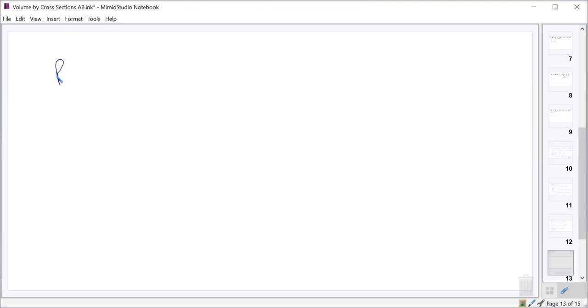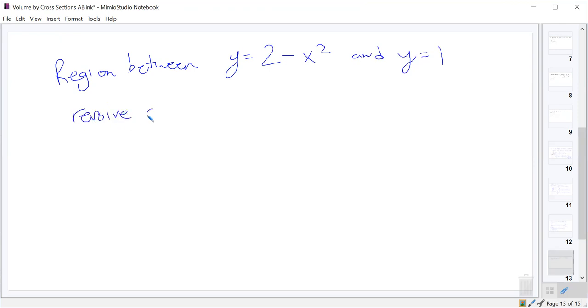Let's take the region between y equals 2 minus x squared and y equals 1, and revolve it around x. Everybody got that? 2 minus x squared, y equals 1. Revolved around the x-axis. Ready, go.